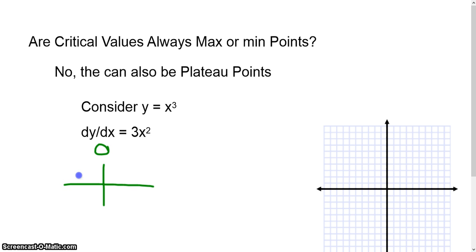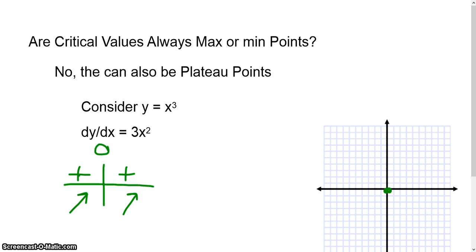So if I were to try -1, -1 squared is +1 times 3 is +3. So I get a positive, which means I'm increasing to the left of 0. Actually there's a 0 there. Also to the right, if I tried +1, 1 squared is 1 times 3 is +3. So I get a positive derivative, and I'm increasing here.